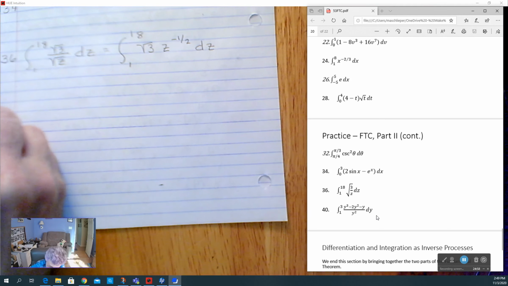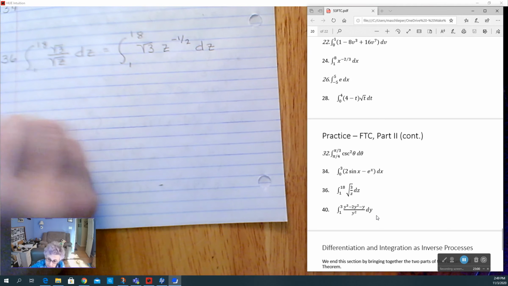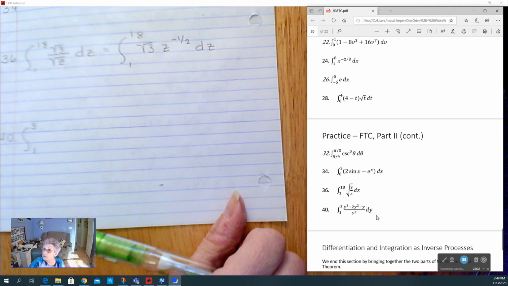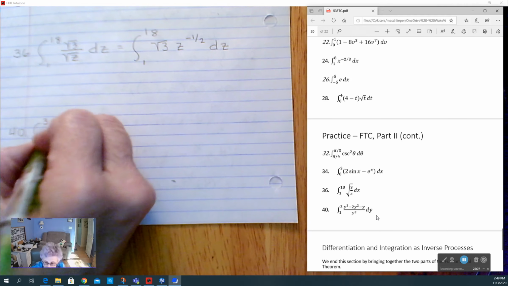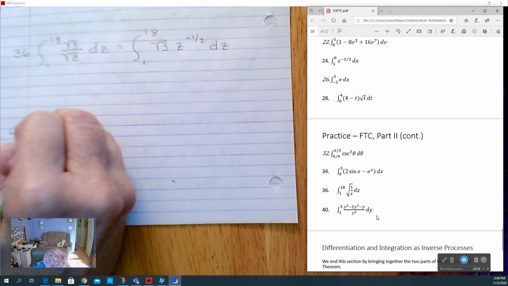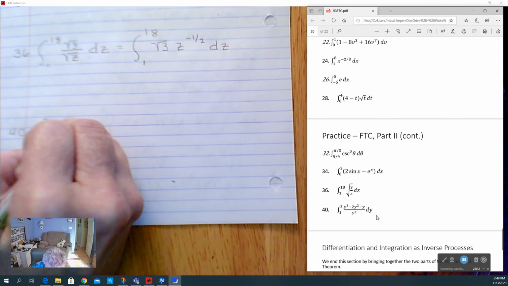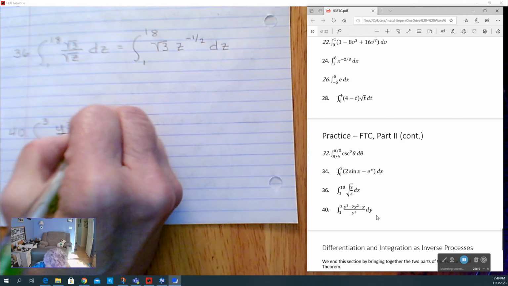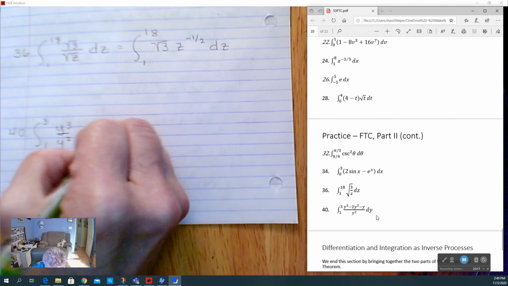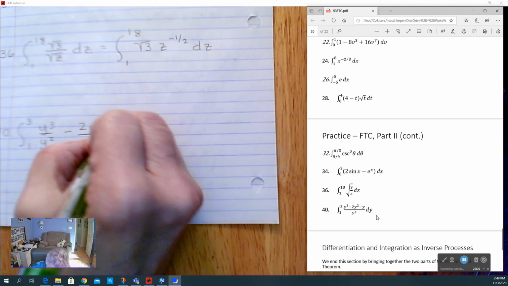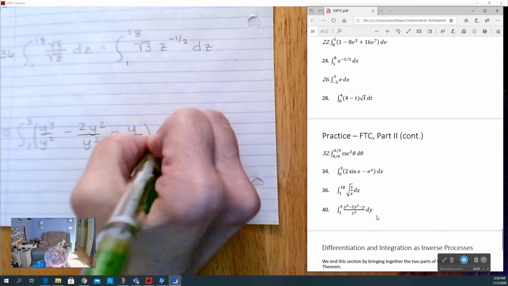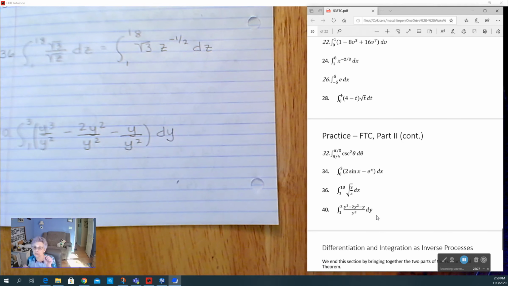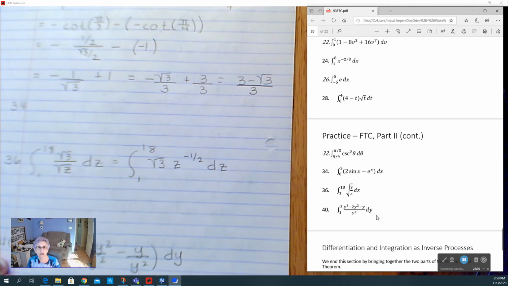Number 40. 1 to 3. There is no quotient rule for antiderivatives, so we will divide it into pieces. Y cubed gets to be divided by y squared. 2y squared gets to be divided by y squared. And y gets to be divided by y squared. So I'm going to let you have a few minutes. We'll come back together and we shall compare answers.